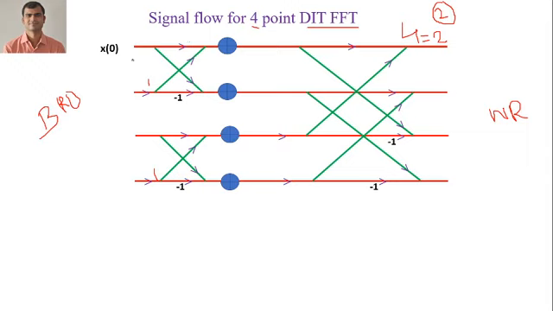So for 4 point we have seen earlier, the bit reverse order for 0, 1, 2, 3 is what? X of 0, then x of 2, then x of 1, then x of 3. So this is known as bit reverse order for 4 point DIT FFT algorithm. And the output sequence is in natural order.